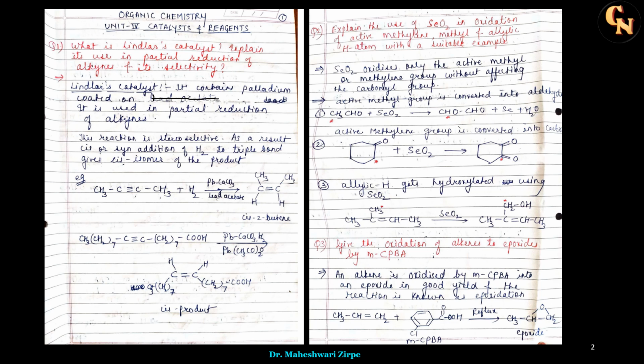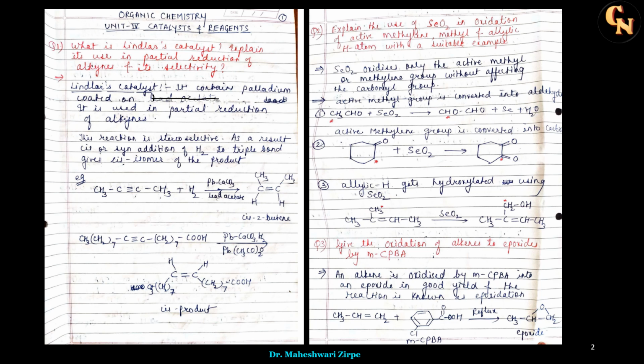The example is 2-butyne, CH3-C triple bond C-CH3, plus hydrogen. The reduction is done using palladium plus calcium carbonate in the presence of lead acetate. So you will find here the triple bond is partially reduced to a double bond, and the product we are getting is cis 2-butene. As we are getting cis 2-butene, that means syn addition of the hydrogen molecule is taking place on the triple bond, and we are getting the cis isomer of butene.